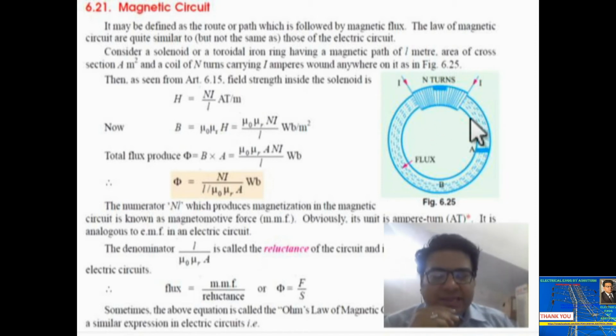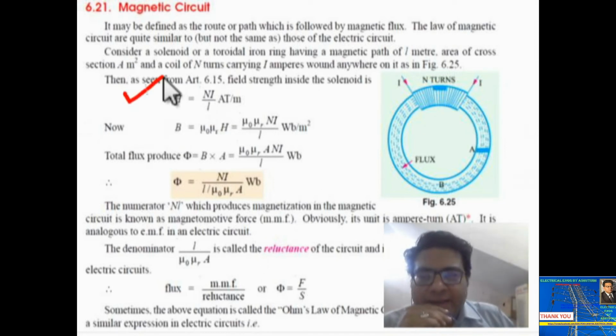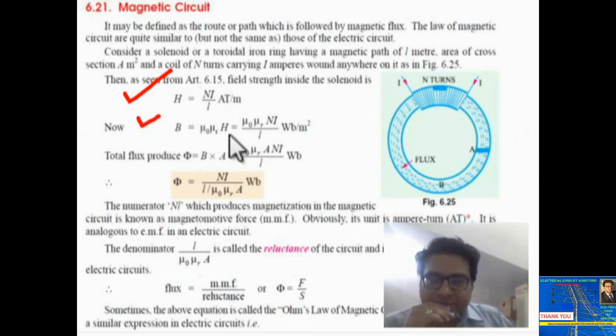So you already know, guys. Now guys, you already know H is equal to Ni upon L. We already derived the equation, and B is equal to mu 0 mu r into H. So mu 0 mu r Ni upon L, it becomes B, and then you can write phi is equal to B into A. So the formula of flux will be Ni upon L upon mu 0 mu r into A.